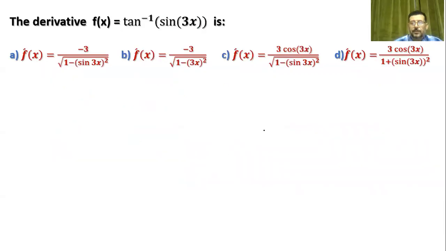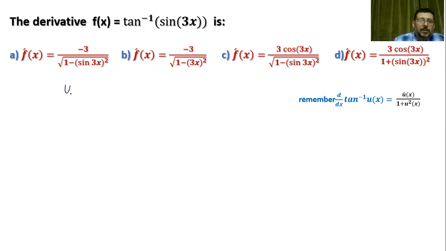Next. The next question is the derivative of tan inverse sine 3x. Same, remember that same rule. The derivative of tan inverse u equals u prime over 1 plus u squared.